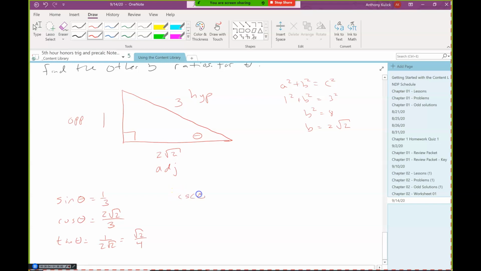And then we can do the other ones. So cosecant is the reciprocal of sine, or you could think of it as hypotenuse over opposite. Secant is the reciprocal of cosine, or you could think about it as hypotenuse over adjacent. And cotangent is the reciprocal of tangent, or you could think about it as adjacent over opposite.